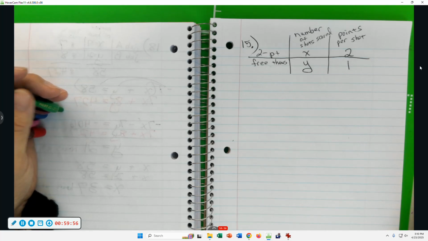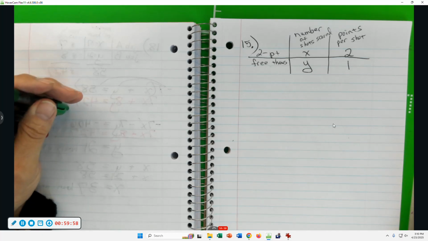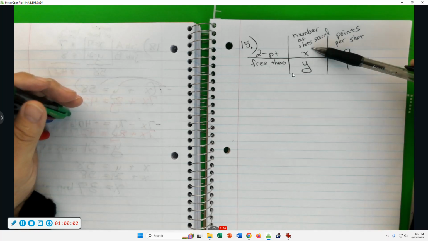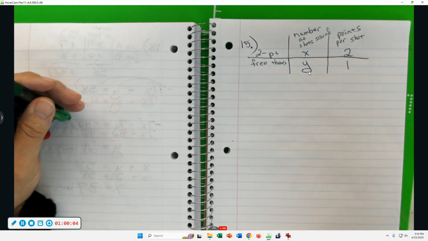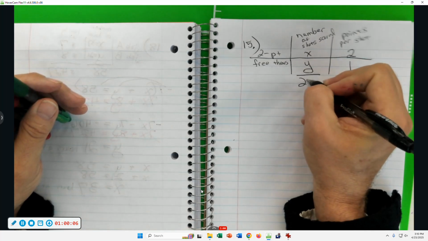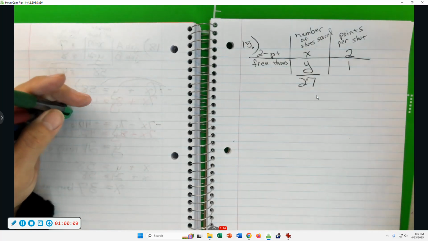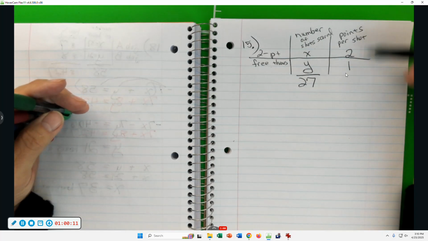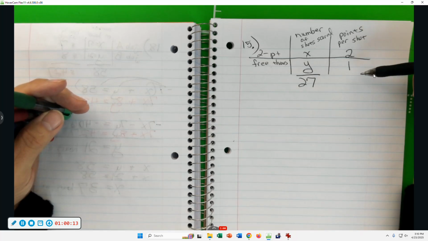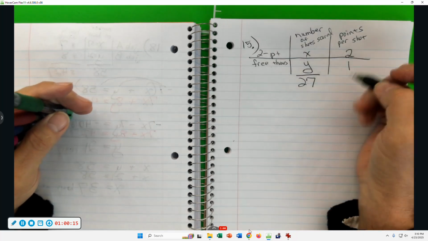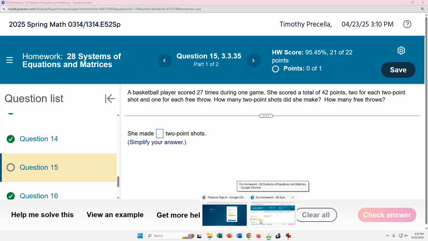Where will I put the 27? Under the variable. Okay. Number of 2 points plus number of free throws. She scored 27 times. Now, adding up the total number of points. The total number of points was 42. Was it 42 points? Yes.